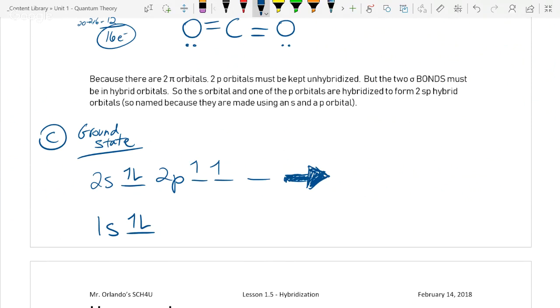Yes, you can pick whichever one you want. The question was, when I'm hybridizing, can I pick which ones I use to make the hybridization? Yes, you can. And no, you don't have to tell me that you've done that.